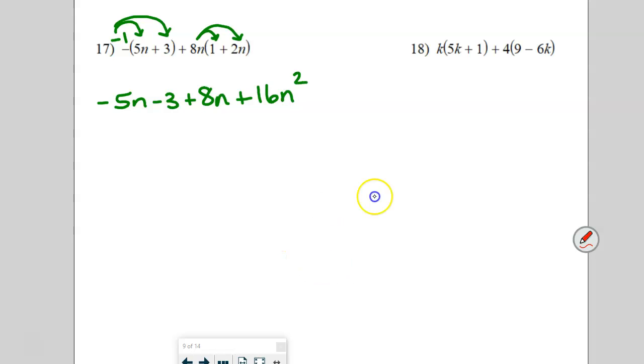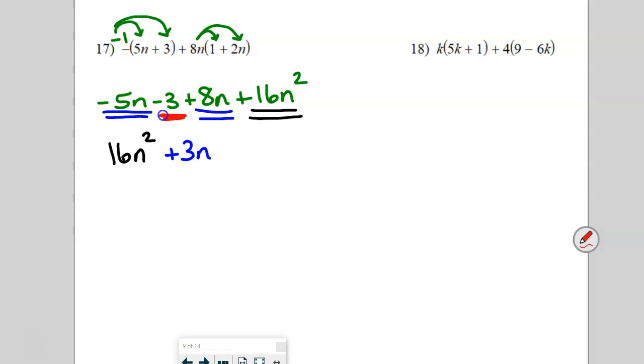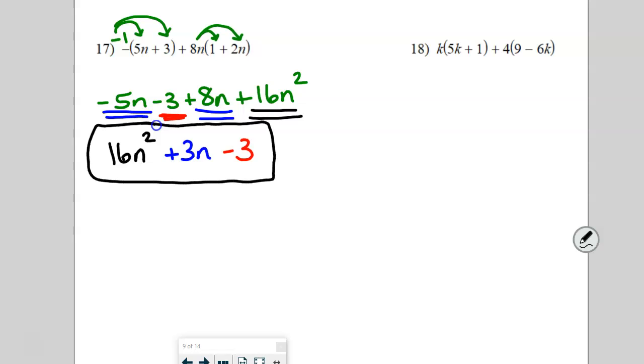And of course we're not done. This is the only n squared term, the only quadratic term, so I'm going to write that down. However, we've got some linear terms to collect. Negative 5n plus 8n is a plus 3n. And then negative 3 is the only constant in the problem, so he's just going to trail on the back end there. Again, order doesn't really matter, but very neurotic mathematicians like to put it in standard form order. Like me sometimes, not really.